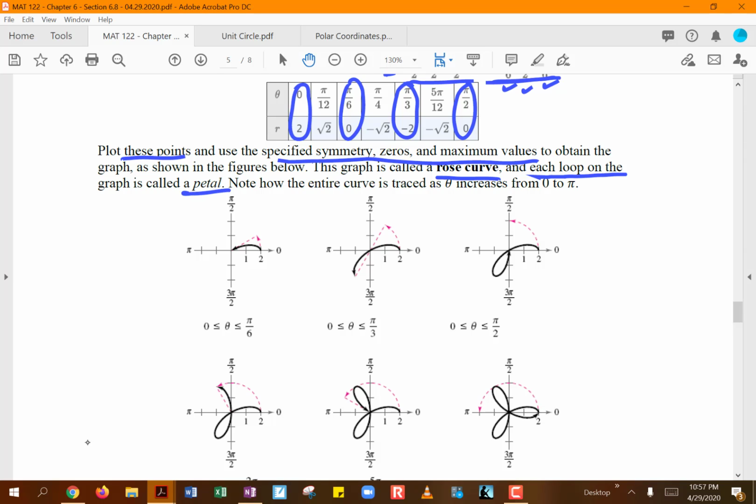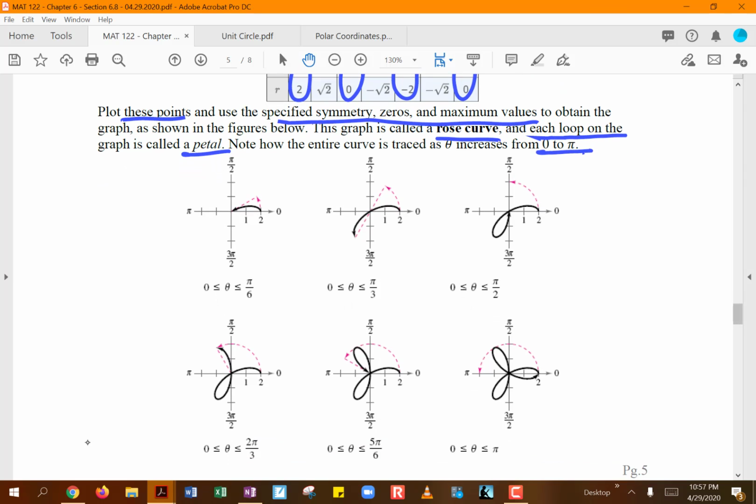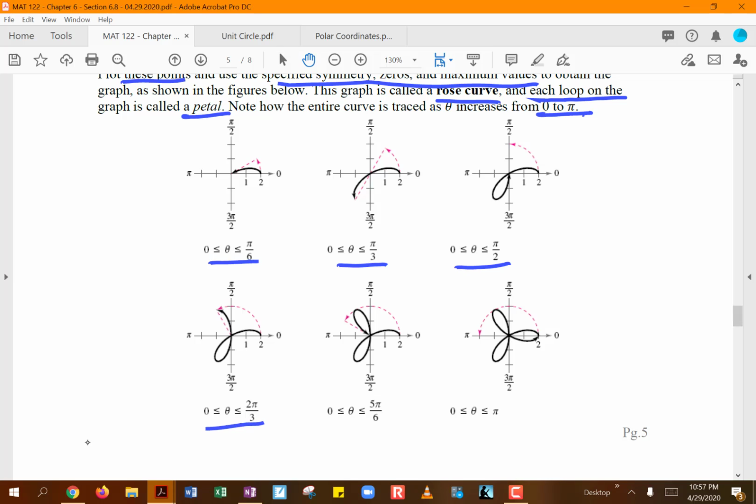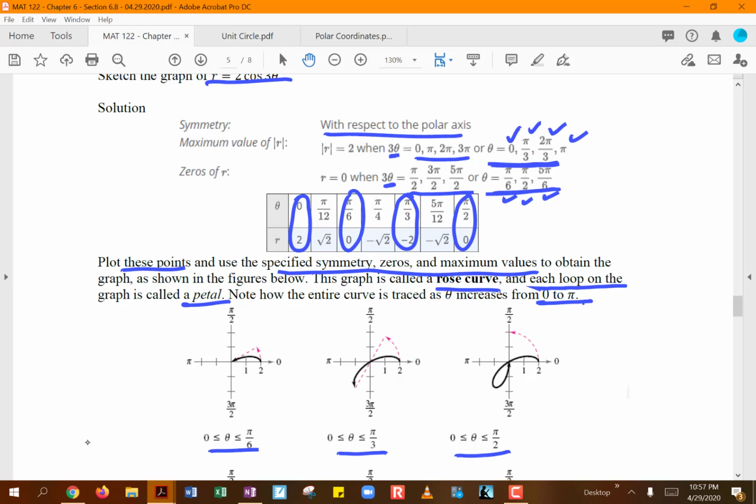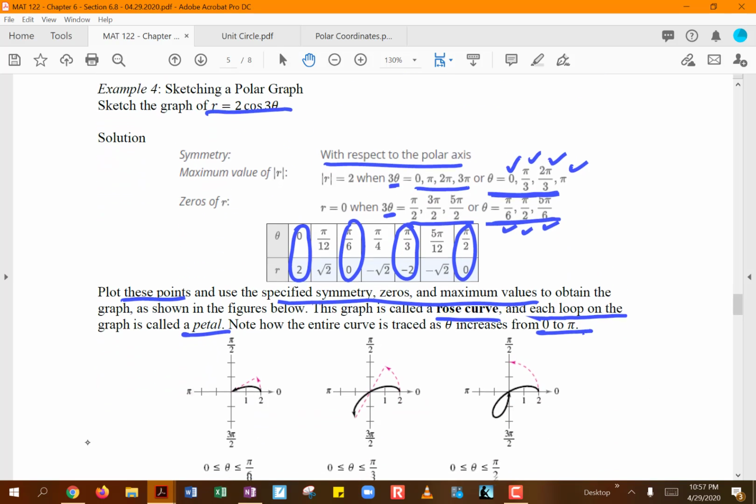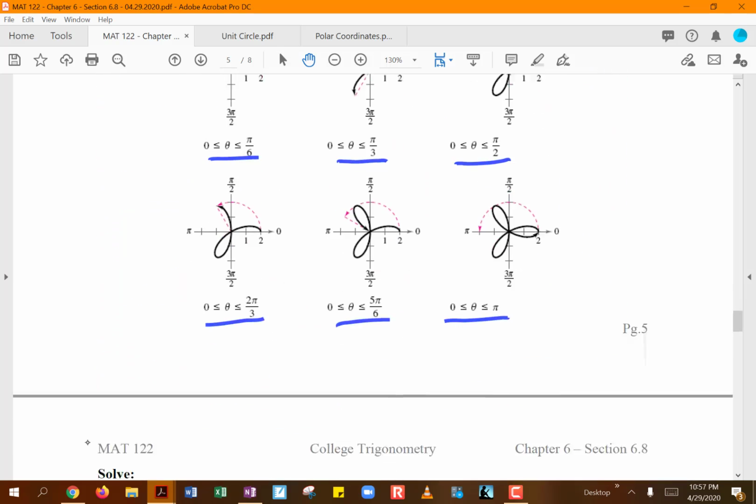Okay, so you are basically just going from the angle of 0 to pi, and you will see that ends up giving you the entire curve for your angle measurement. So these are the stages. They're just breaking it down for you, showing you as we go through different angle measurements how the curve comes out to be. Okay, so this is what we call, again, like I said, the rose curve.